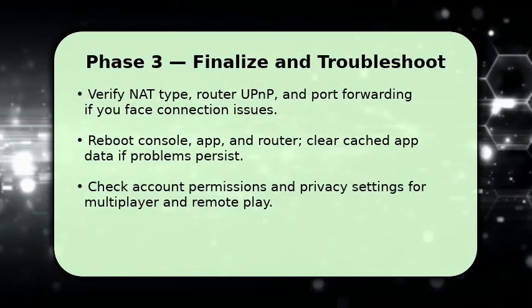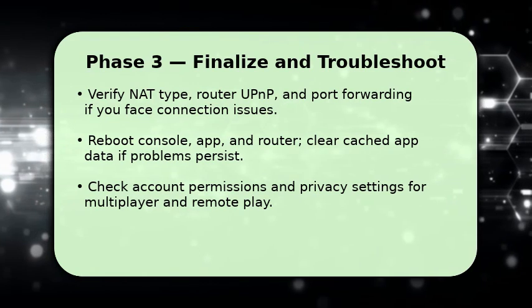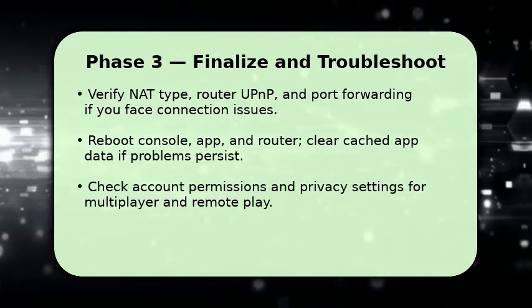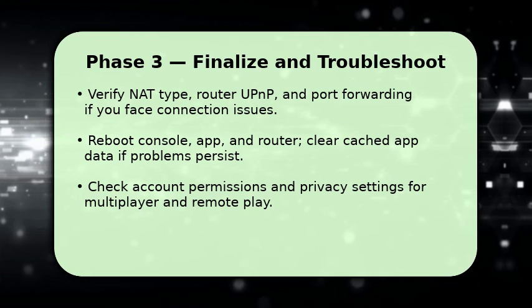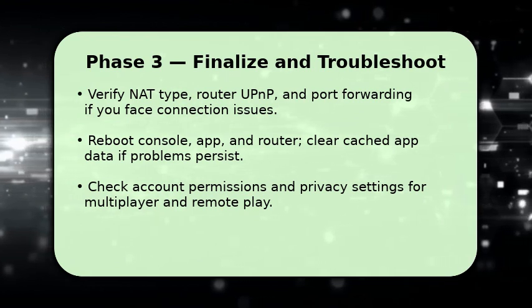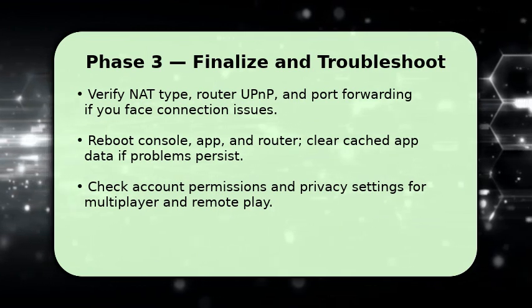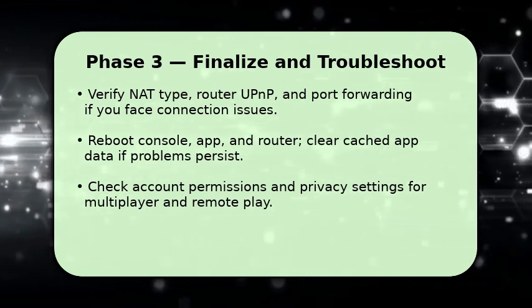Finish by confirming settings that affect stability. Check NAT type and enable UPnP on your router if necessary, because strict NAT can block connections. Once done, restart the console, the app, and the router to clear transient network issues. This often resolves discovery problems.